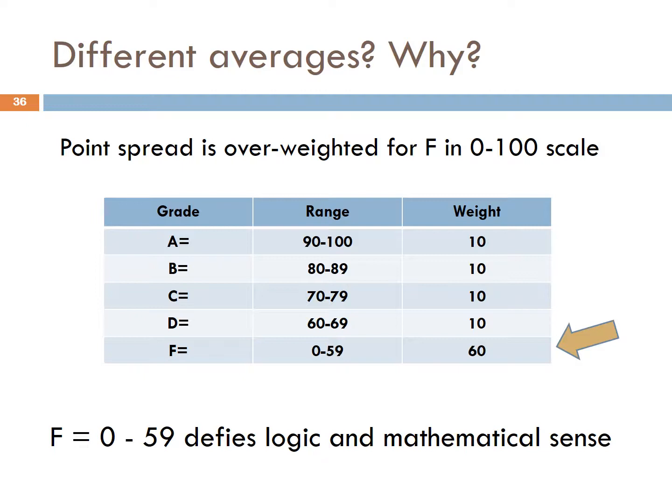Different averages. Why? The point spread is overweighted for F in the 0 to 100 point scale. Grades A through D only receive a weight of 10, but F receives a weight of 60. F equals 0 to 59 defies logic and mathematical sense.